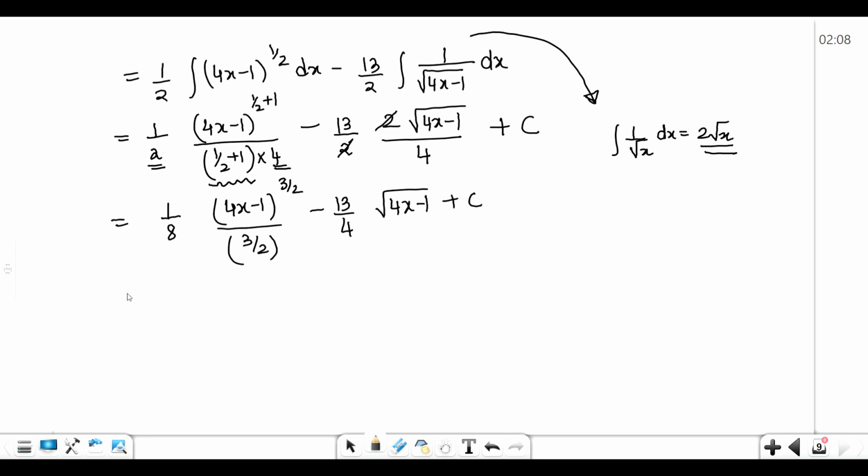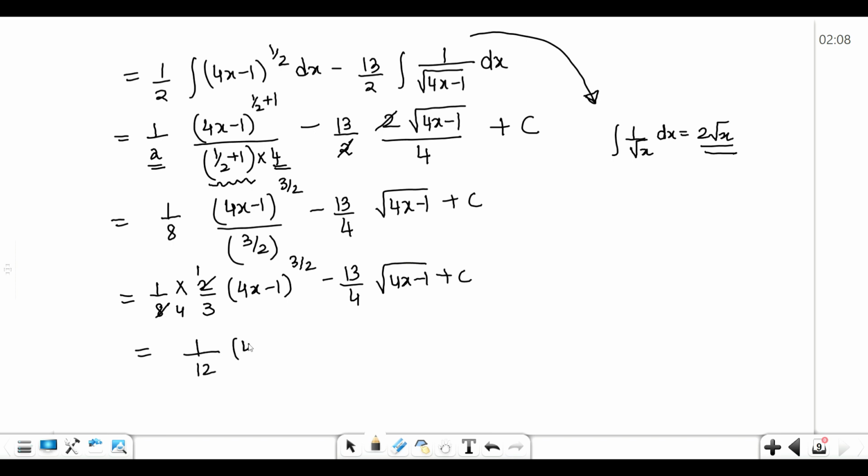So the 3 by 2 will come here, that will become 2 by 3, and this is (4x - 1) to the power 3 by 2, minus 13 by 4 square root of (4x - 1) plus c. You can cancel this, that gives you 1 by 12 (4x - 1)^(3/2) minus 13 by 4 square root of (4x - 1) plus c. So this was the final answer. This is how you can integrate it. Hope you understood this one.